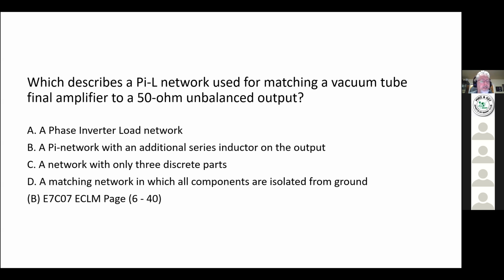Correct, Bravo. The answer is Bravo: a pi network with additional series inductors on the output.